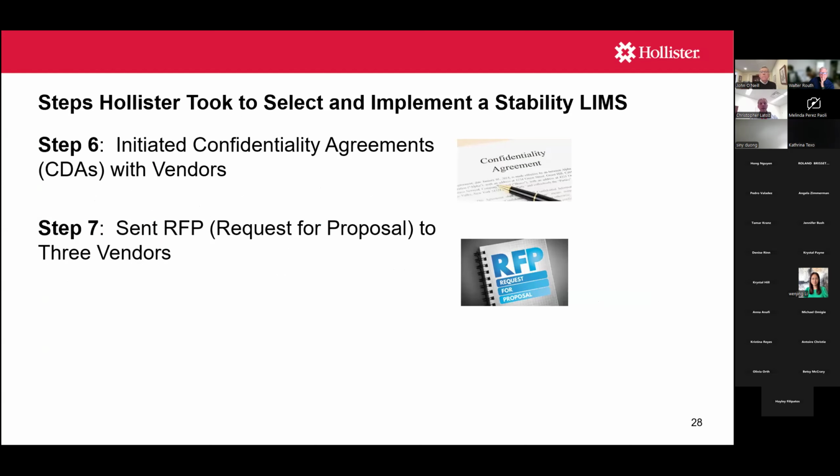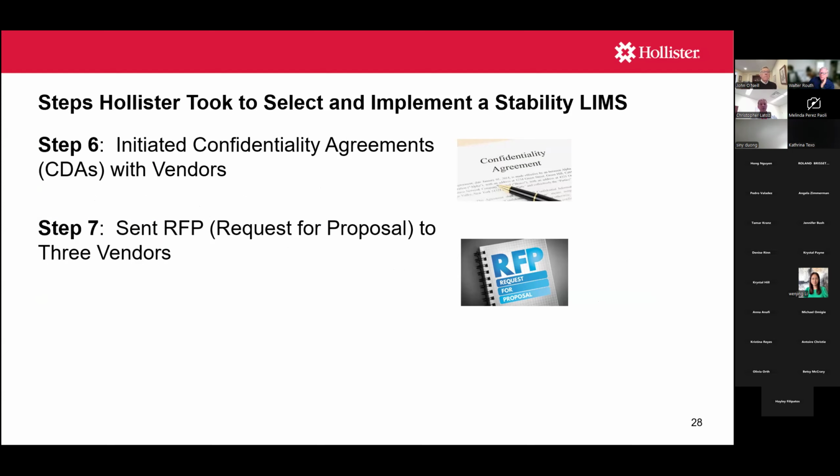So once we had our user requirements well-defined and agreed by all the stakeholders, the next thing we did was look at a couple of vendors that were recommended by our consultant. You can go online, Google search. So we ended up with 3 vendors. We first initiated confidentiality agreements with those 3 vendors, pretty standard practice. And then next, as I alluded to, we sent them the RFP.